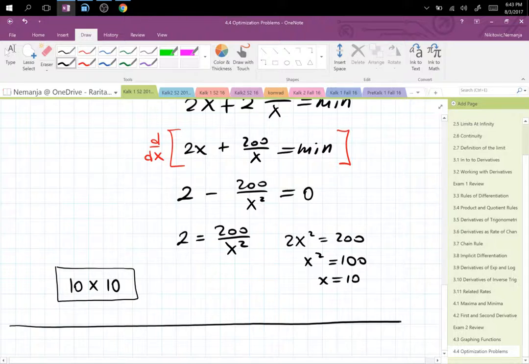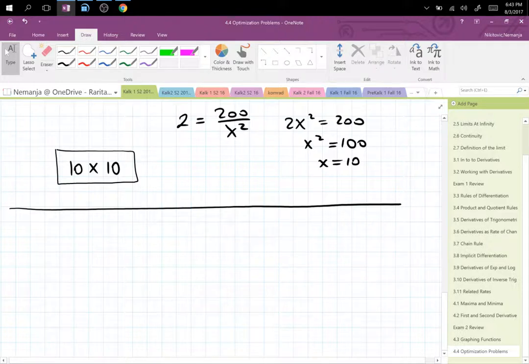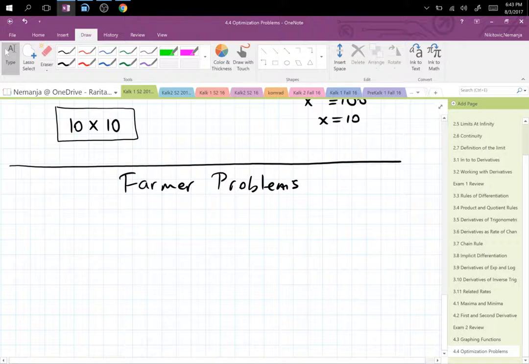So those were the preliminary exercises. Now let's see how this relates to stuff out there. So the most famous are farmer problems, where the farmer has a certain amount of fence and he wants to fence off a rectangular area, pasture or whatever, right? And what is the maximum area that can be fenced off and so on.